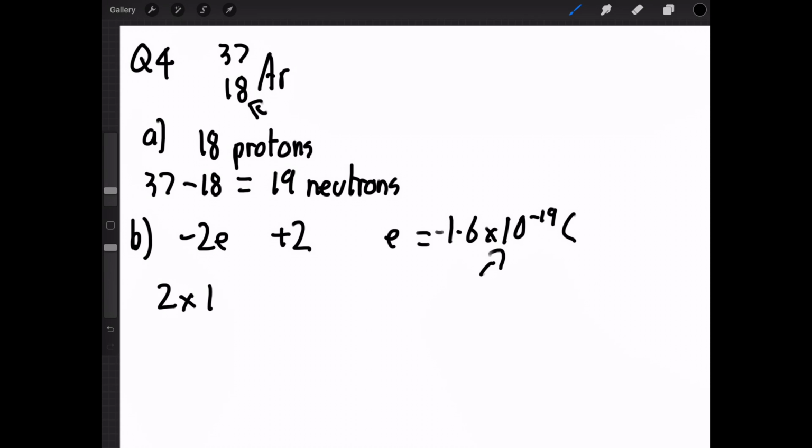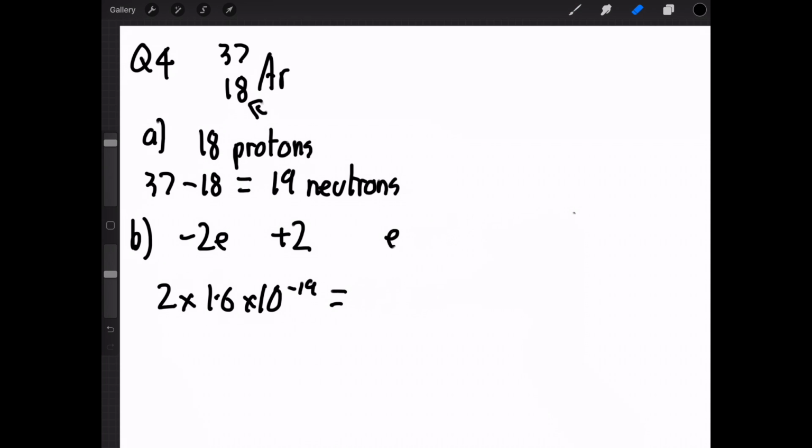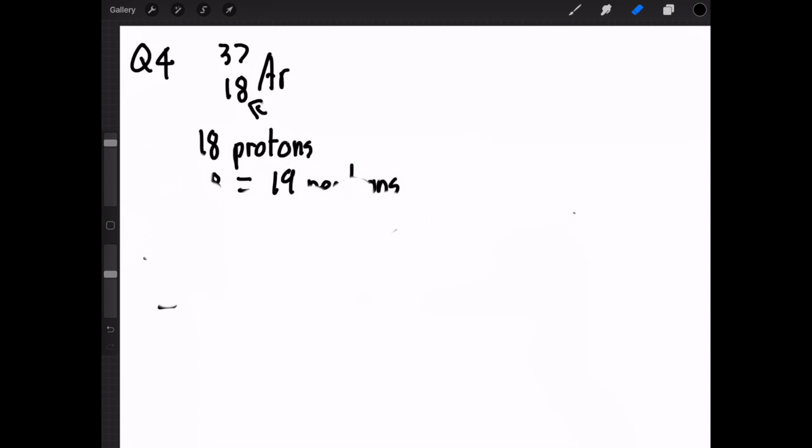2 times 1.6 times 10 raised to the power minus 19 gives me 3.2 times 10 to the power minus 19 coulombs. I would actually put a plus sign in there because we've lost these 2 electrons. We've got a positive charge, and I think it's worth stating that, even though it reads positive anyway. It's definitely something worth doing. Okay, let's rub this out and look at part C.